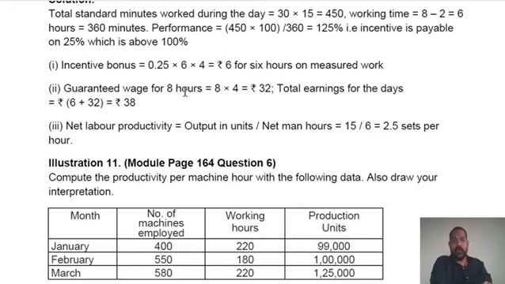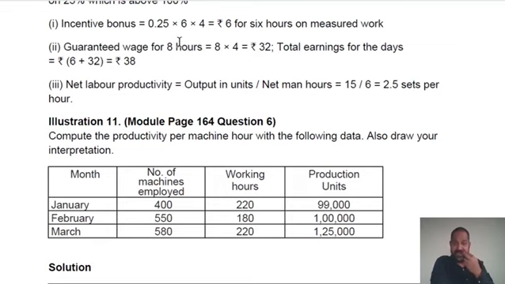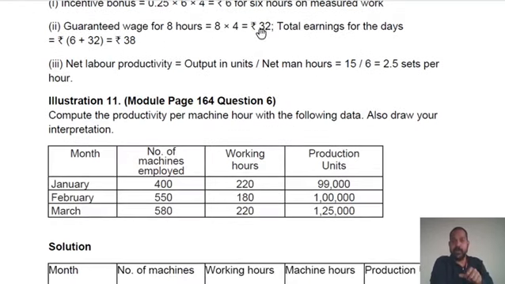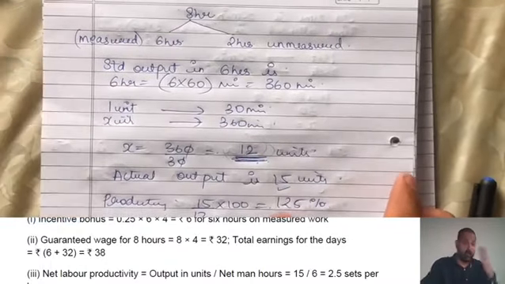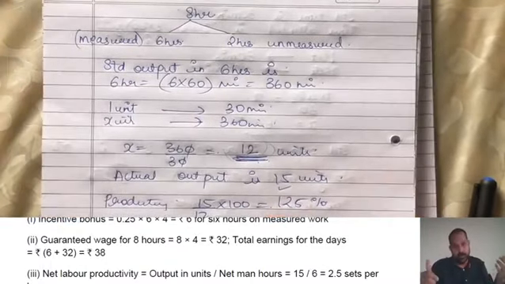Let's come to the incentive bonus. The incentive bonus is 25% of the 6 hours at 4 rupees, which is 6 rupees. The guaranteed wage is 8 into 4, which is 32. 32 plus the 6 rupees as bonus, which is a total of 38. The net labor productivity is 15 by 6, which is 2.5 sets per hour. They have written whatever I have written, but the approach is a little different. I prefer this approach. If you understand that better, good for you. If you understand this better, good for you.